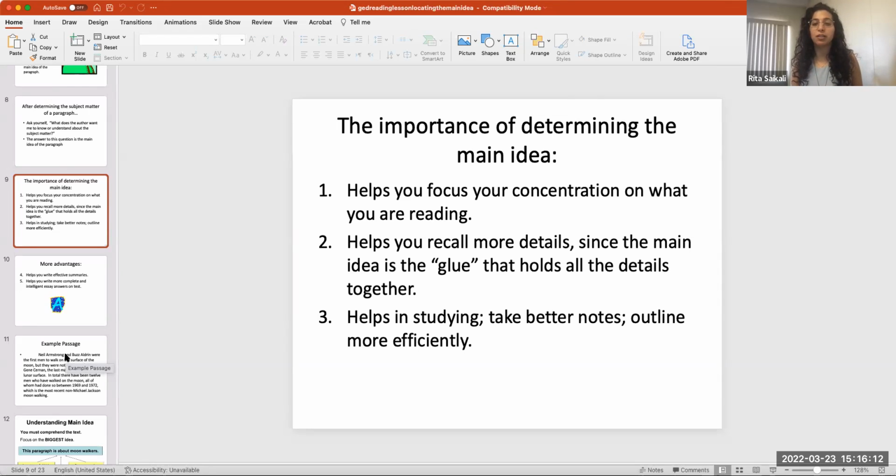It helps you focus and concentrate on what you are reading, right? Helps you recall more details since the main idea is the glue that holds all the details together, right? So it gives the entire paragraph, or the entire conversation, or the story that I told you revolves around my brother being smart, right? So everything else that I included is related to that. If it wasn't for it being the glue, then we would not be where we are.